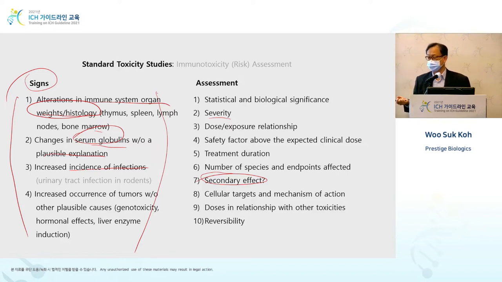But if it has an impact on the overall health on animal, and if stress level goes up, if it's a secondary impact on the immune system, then it's not immunotoxic. As for secondary target, whether the mechanism can be explained or not. This one's also important.